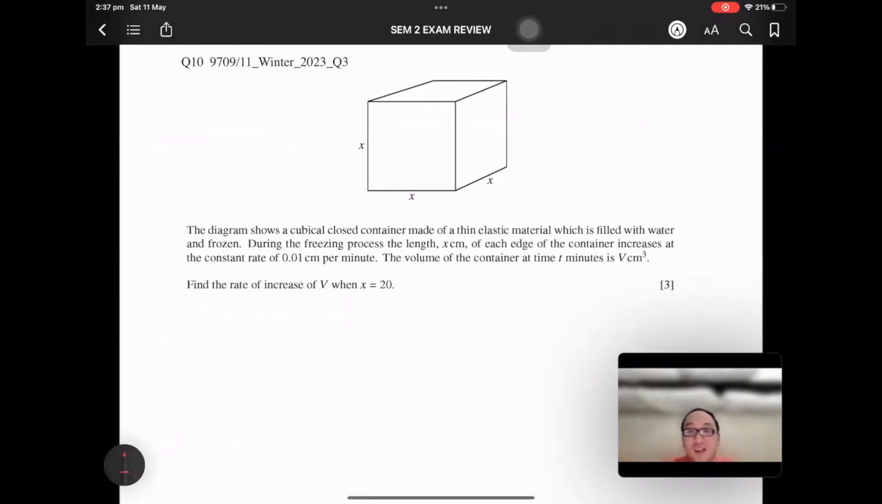Number 10. The diagram shows a cubical closed container made of thin elastic material which is filled with water and frozen. During the freezing process, the length x of each edge of the container increases at a constant rate of 0.01 centimeter per minute. The volume of the container at time t minutes is V. Find the rate of increase of V when x equals 20.